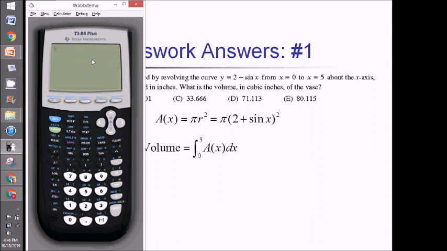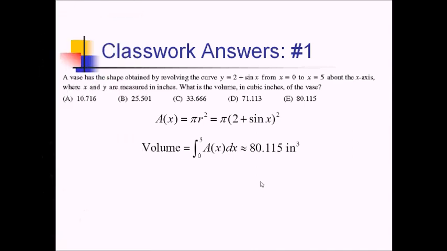And now I'll just go out and MATH 9 this one, integral from 0 to 5. And I'm just going to do ALPHA TRACE Y1 now, because that's where I stored A of x dx. Enter. And I get 80.115, which gives me answer choice E.